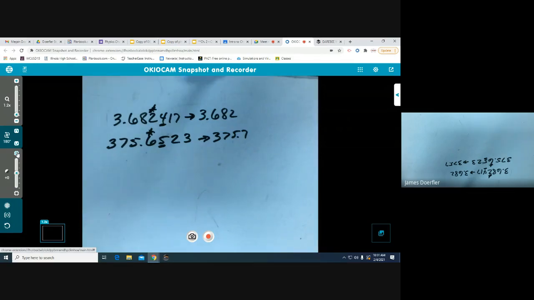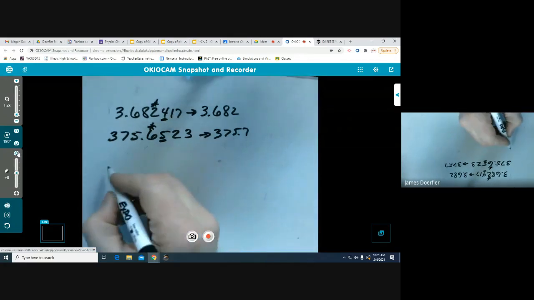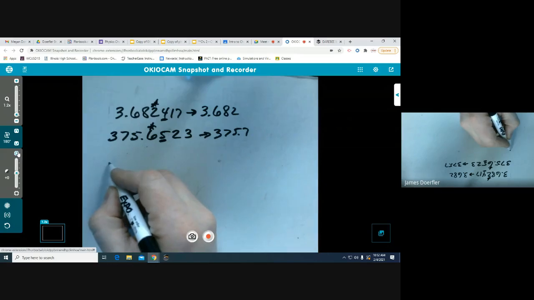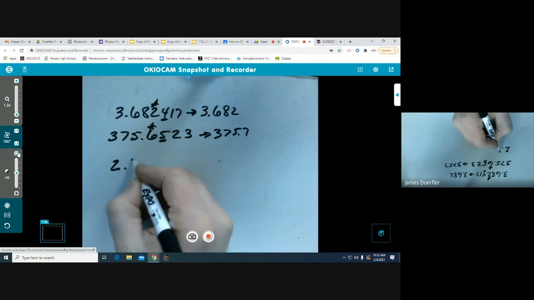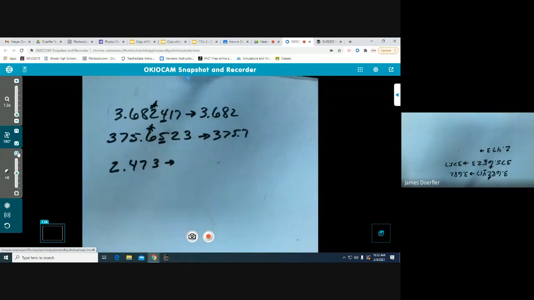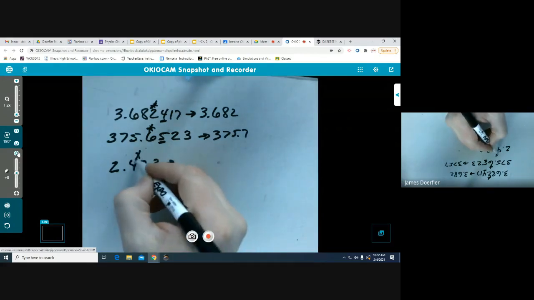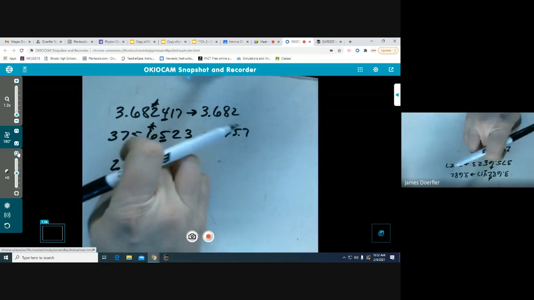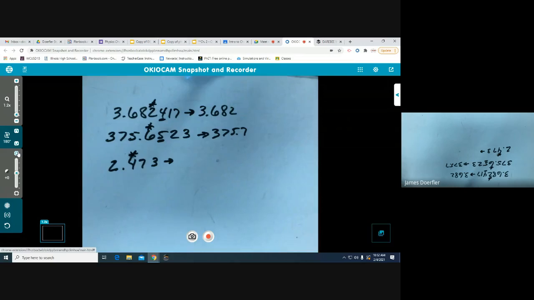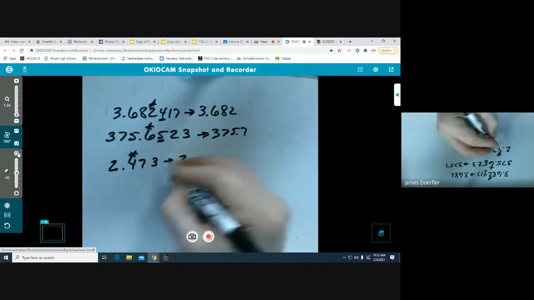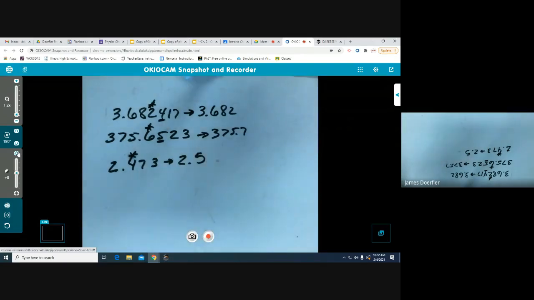All right, now let's drop down to the next section, 1 decimal place. We're going to hop on over to 2.473. 1 decimal place. Which is my significant figure then? Yeah, it's 4. Okay. What am I going to do? How am I going to report this? That's a 7, yep. So 2.5.